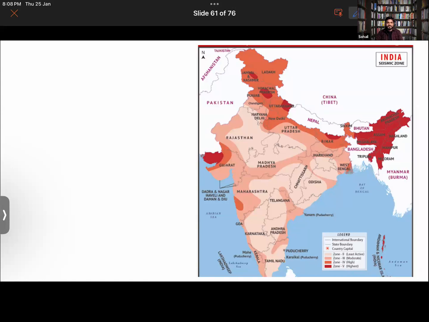Sir, it is shown as zone 4 for Mumbai, but the earthquakes don't happen frequently there, right? In the Mumbai area, it is orange in color.